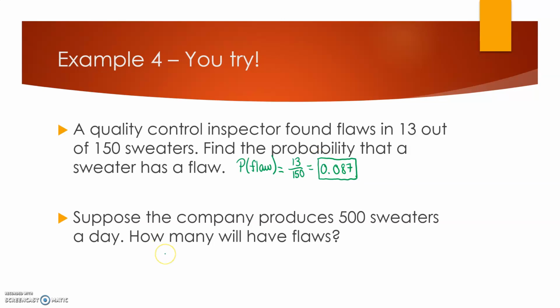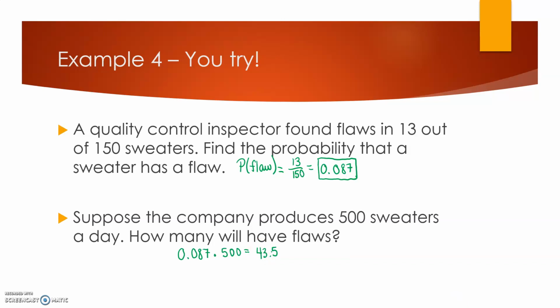So then it says, suppose the company produces 500 sweaters a day. How many will have flaws? So this is something that a lot of companies will use. They want to know how many sweaters do we expect to have mistakes or to have these flaws. So I'm going to take this probability from up here and say 0.087 times 500. And when we do that, we get 43.5.